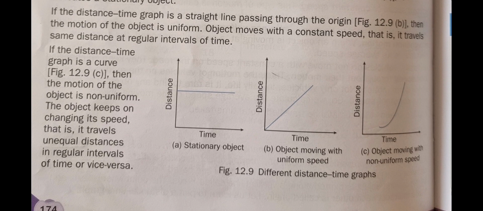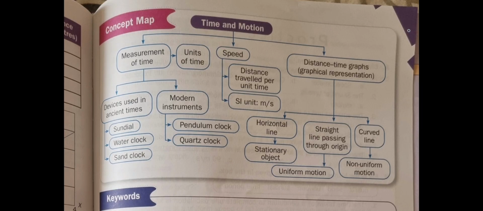If the distance time graph is a curve, then the motion of the object is non-uniform. The object keeps on changing its speed, that is, it travels unequal distance in regular intervals of time or vice versa. So these are the very important different distance time graphs. You can see here, this is stationary, this is uniform speed and this is non-uniform speed of motion. Here you can see the time and motion concept map.